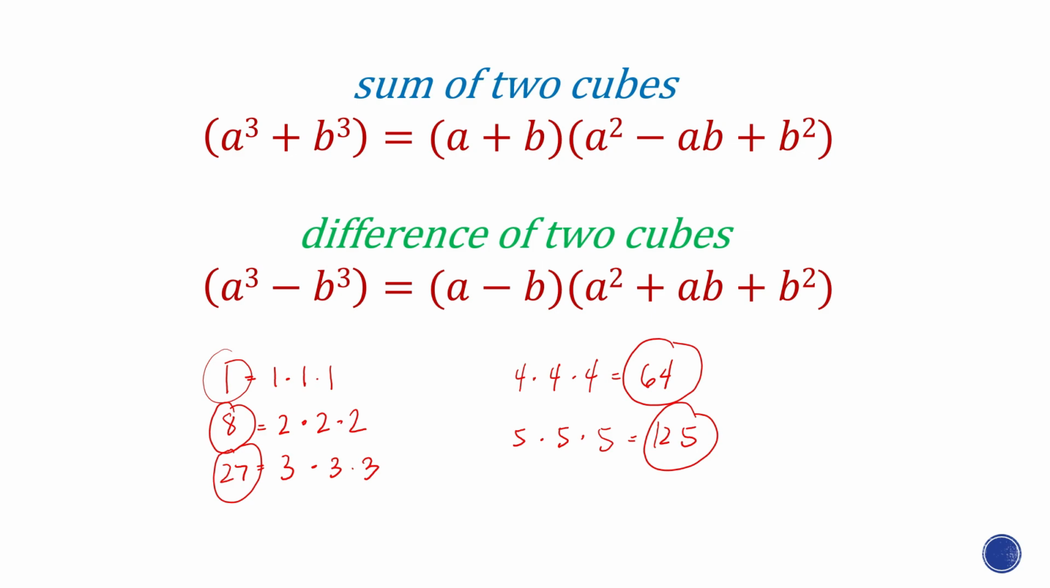But once you come to a point wherein it's greater than 125, or the product of 6 times 6 times 6, and the product of 7 times 7 times 7, then just use a calculator to find the perfect cube number of the numerical coefficient. Okay? Now, let's apply the formula to factorize the sum and difference of two cubes.